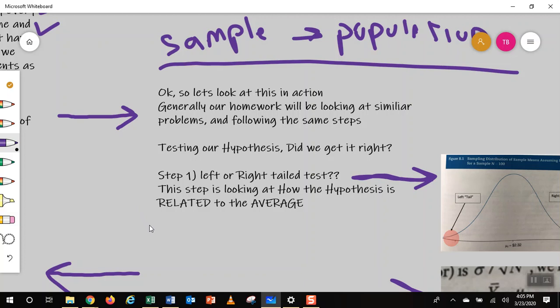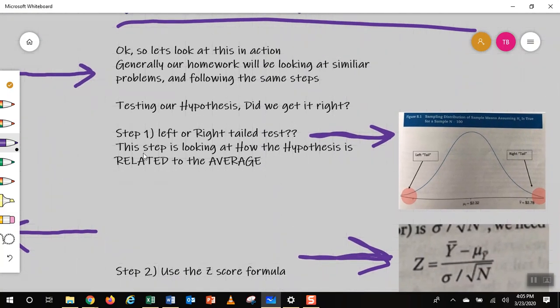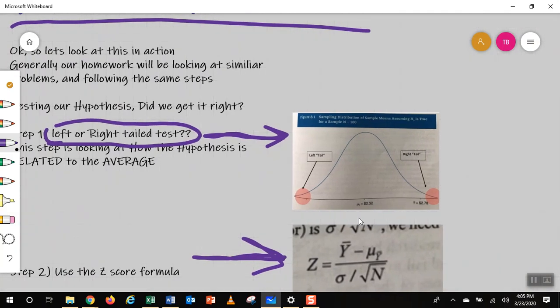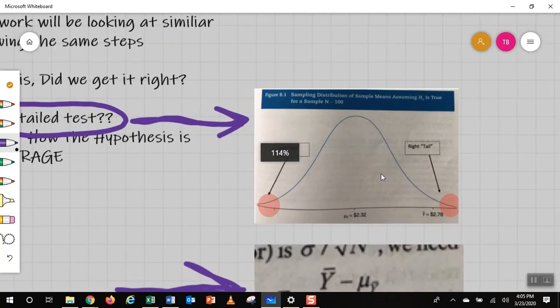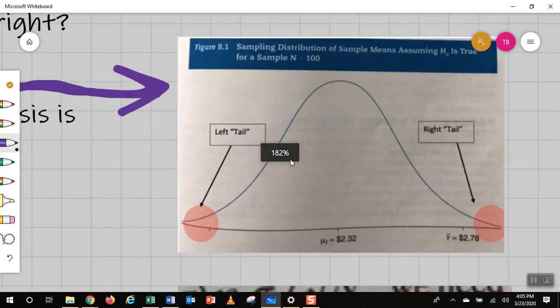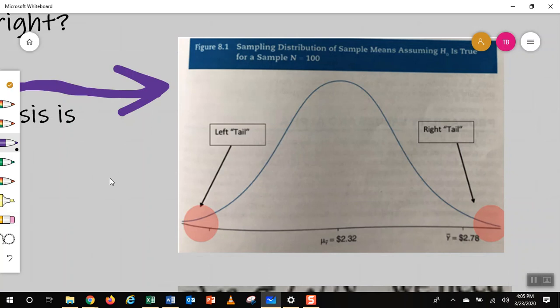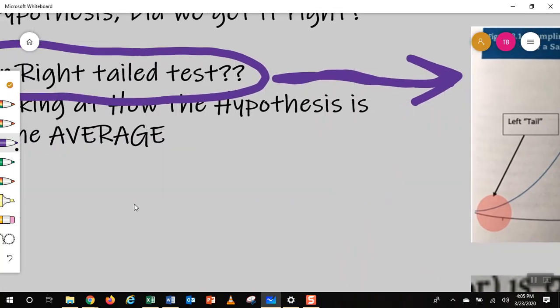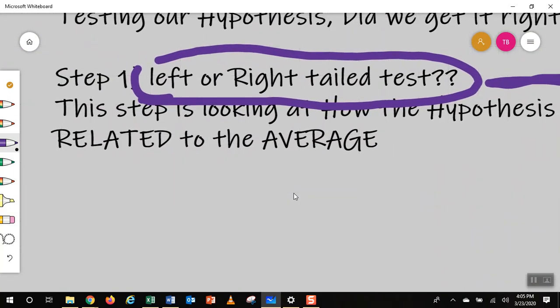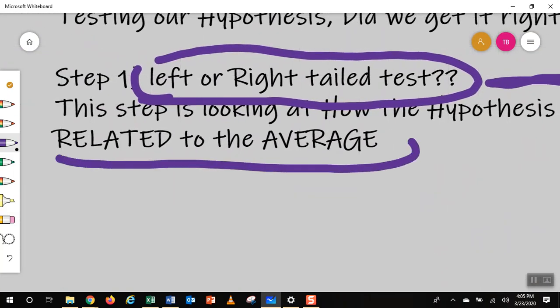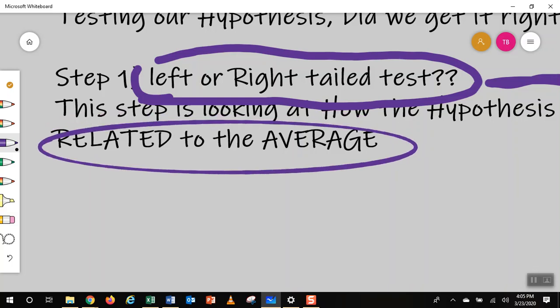So, step 1. You're going to be asking yourself 2 questions here. Is it a left or right tail test? All that's really referring to, and we'll go into this in the example, is when you're asking yourself how the hypothesis is related to the mean. How is the hypothesis that you have related to the average, the mean?